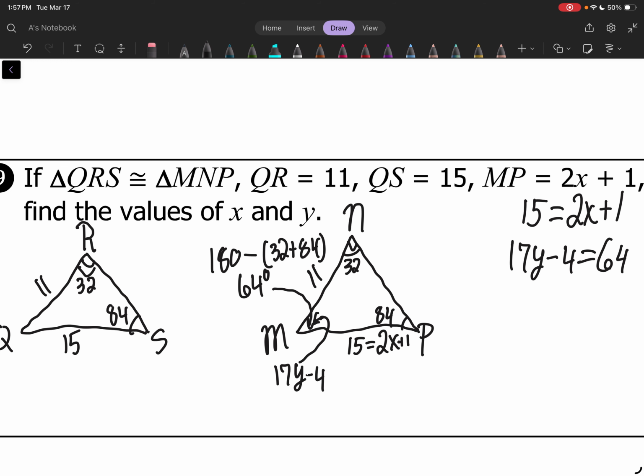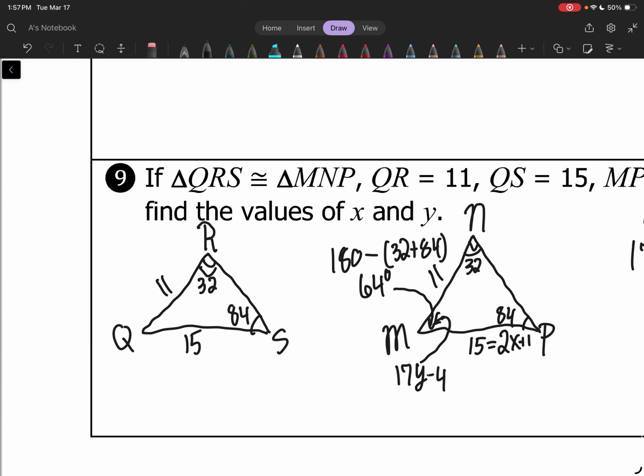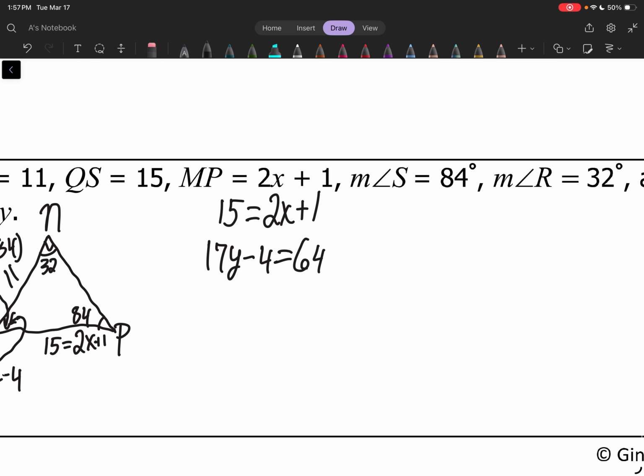I want you to note in this problem, it gave me QR right here. This is completely irrelevant. I do absolutely nothing with that because I don't need to. All right, here's my 2 equations.